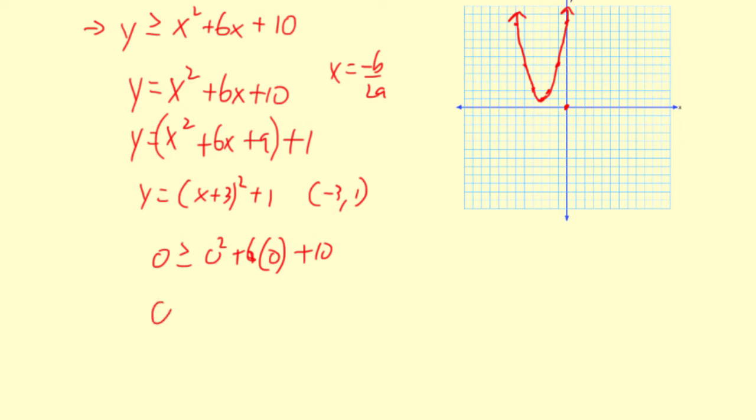So simplify this. 0 greater than or equal to 0 plus 6 times 0, which is 0, and then plus 10. So is 0 greater than or equal to 10? Well, the answer here is no, it's not. So that means this half plane outside the parabola is the false area, and I want to shade the true area, which is right here. So that shaded area represents all the solutions to this inequality, y is greater than or equal to x squared plus 6x plus 10. So that's how you do that type.